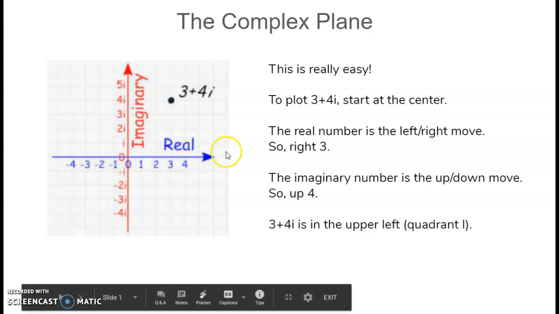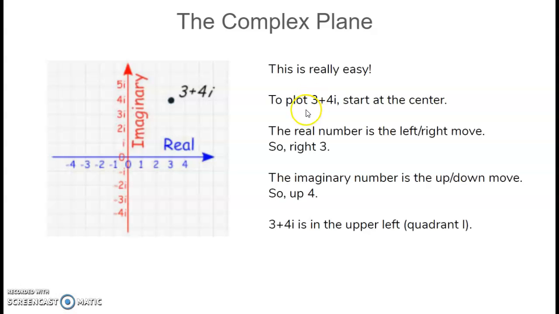This is really easy. We're going to be plotting these complex numbers now. A complex number is made up of a real number, for instance, the 3, and an imaginary number, for instance, 4i. So to plot, we start in the center just like we do when we plot anything else on the x and y axis. So in this case, it's real axis and imaginary axis.